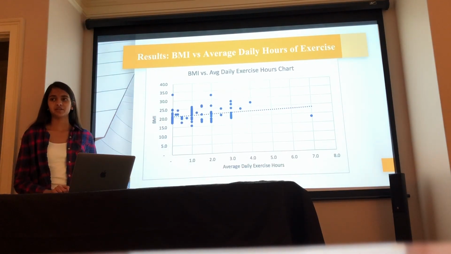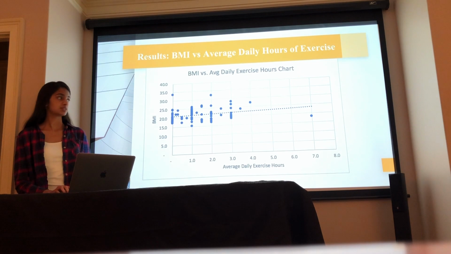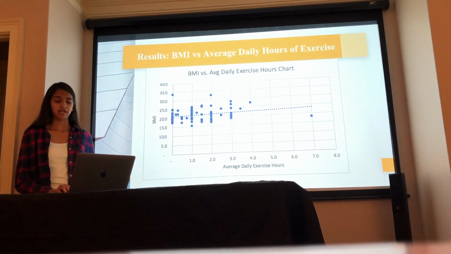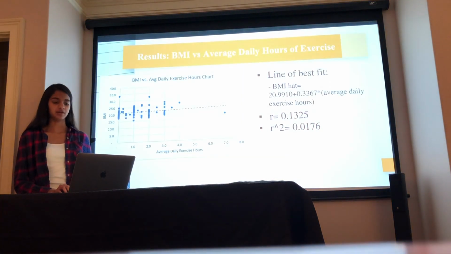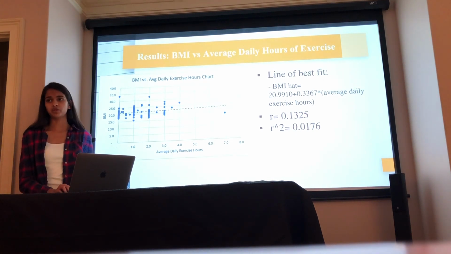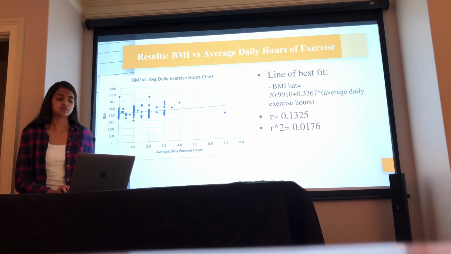The BMI was calculated taking the weight and height values. In this graph of the BMI versus the average amount of exercise, the predicted BMI can be calculated using the equation 20.99 plus 0.3367 times the average daily exercise hours. The R value of this equation is 0.1325, indicating that there is a positive weak linear correlation between the average daily exercise hours and the BMI.